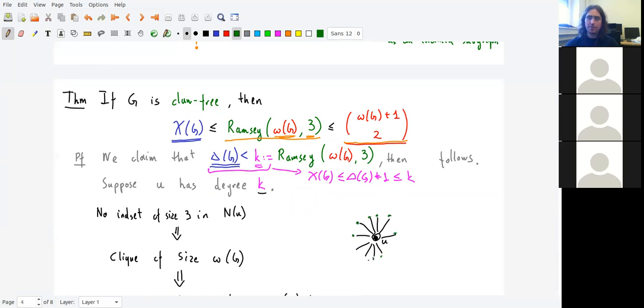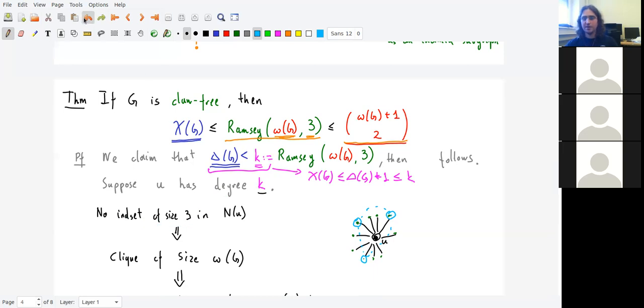Would it be possible that there was an anti-triangle among the neighbors, that there were 3 neighbors that are pairwise non-adjacent? Well, no, because this would be a claw, right? With U being the center and these 3 guys being the leaves. So this would be an induced claw, so this is not possible. So there is no independent set of size 3 in the neighborhood of U.